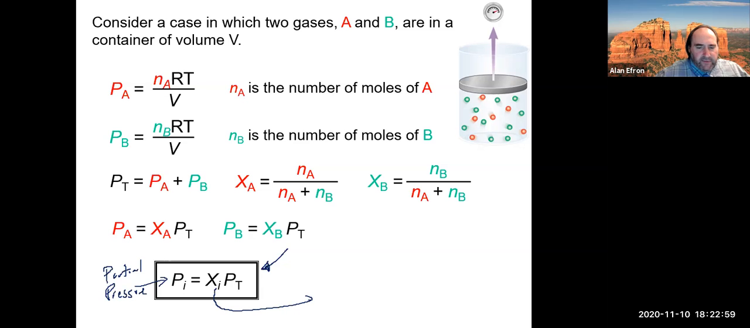X sub i is what we saw, I think, in the last chapter. That is our mole fraction. So remember, the mole fraction is the moles of the gas you're interested in divided by the total moles. So if we wanted the mole fraction for gas A, we would take the moles of gas A and divide it by the total moles. Remember, when you do a mole fraction, you're not multiplying by 100, so it's not a percentage. So don't multiply by 100. Same thing if we wanted the mole fraction of B: we would take the moles of B divided by the total moles. And P_T at the end here is the total pressure.